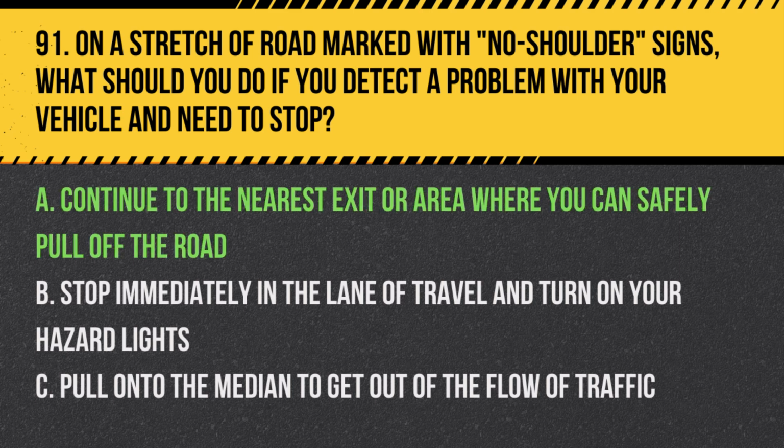Answer A. Continue to the nearest exit or area where you can safely pull off the road. When faced with vehicle problems on a road with no shoulder signs, finding a safe location to stop, such as an exit or pull-off area, is essential for safety.